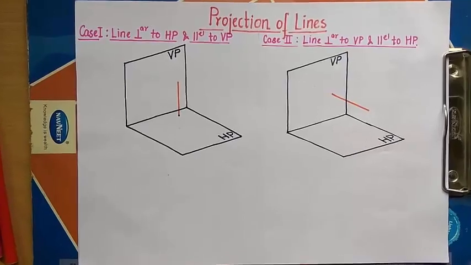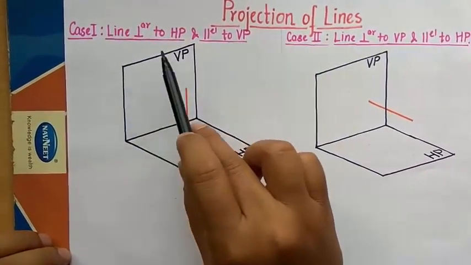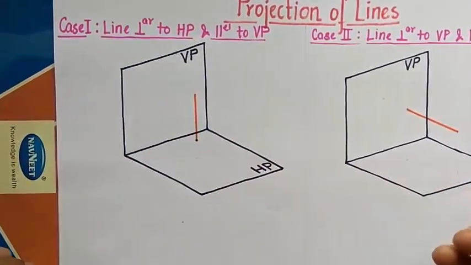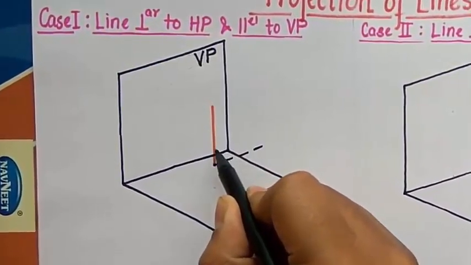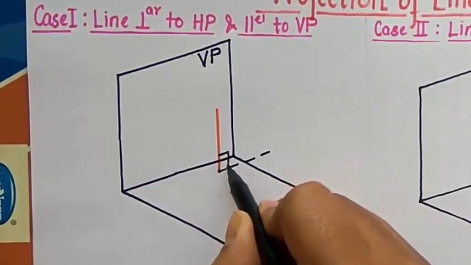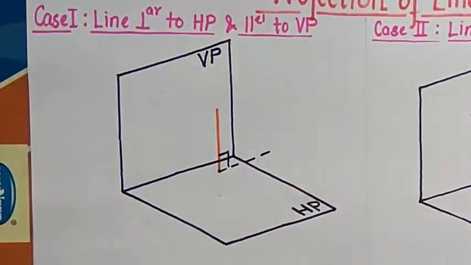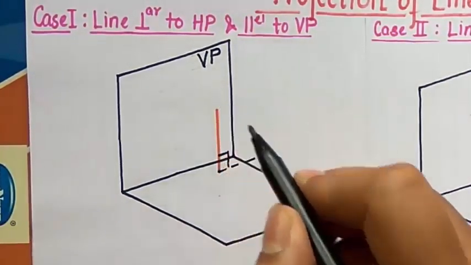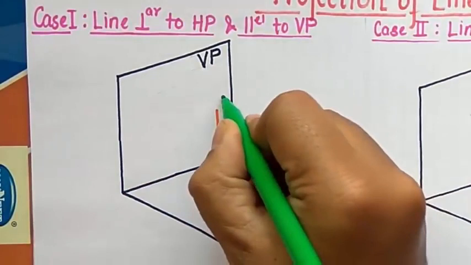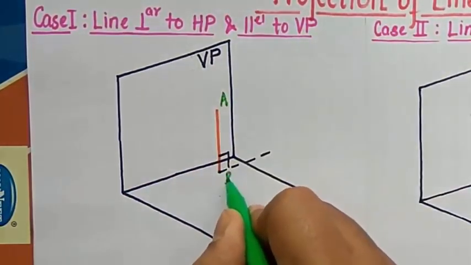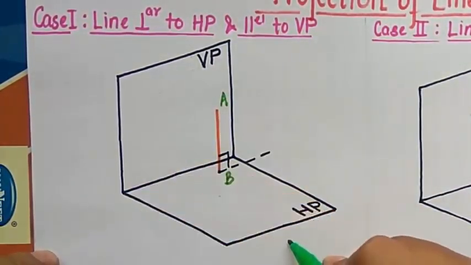So guys, this is going to be case number 1. You can clearly see that the line is perpendicular to HP and parallel to VP. So this is the line, and if I can show you this right angle over here, this is what you call the 90-degree angle that the line is making with the horizontal plane. Now the name of this line over here is AB. Alright, AB, and we are going to look at this line from 2 different ways.